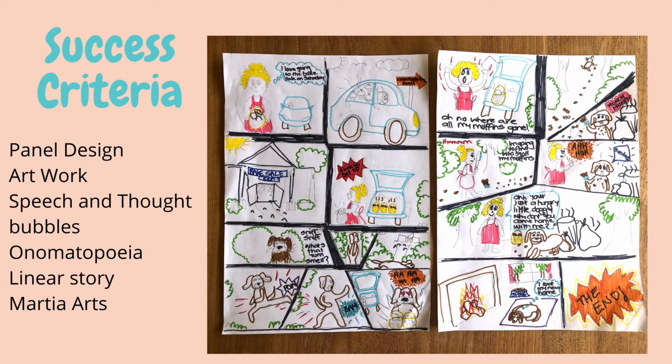The student has successfully met all aspects of the success criteria. The panel design impacts the story through the shrinking and expanding of windows, and the artwork and colour used is clever and enhances the story's impact further. There is sufficient use of speech and thought bubbles and onomatopoeia. The story follows a linear sequence which makes it easy to follow.